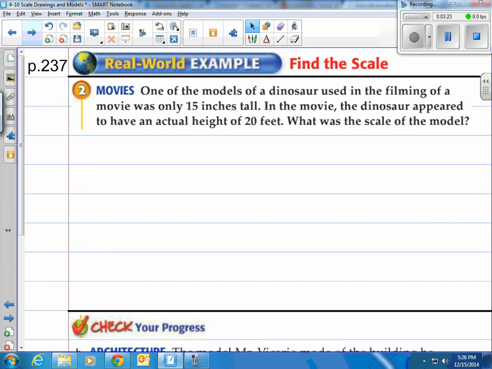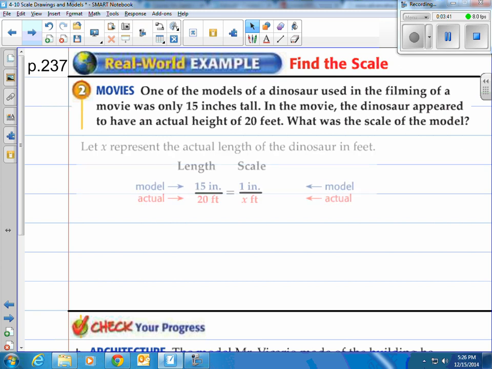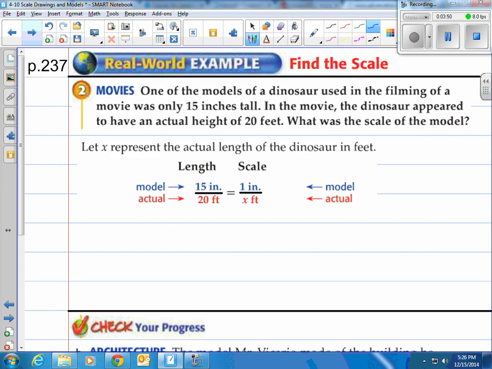All right, how about finding the scale? One of the models of a dinosaur used in the filming of a movie was only 15 inches tall. In the movie, the dinosaur appeared to have an actual height of 20 feet. What was the scale of the model? Let's see what we do here first. Let x represent the actual length of the dinosaur in feet. And here's what we have. So we have 15 inches is 20 feet. Where did they get that? Well, there's the model, and there is the actual height.